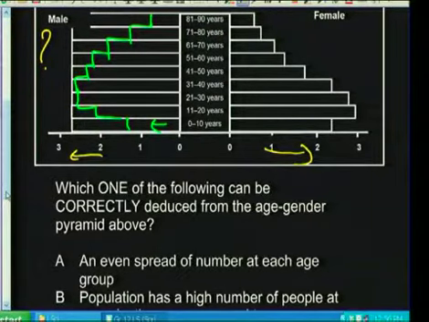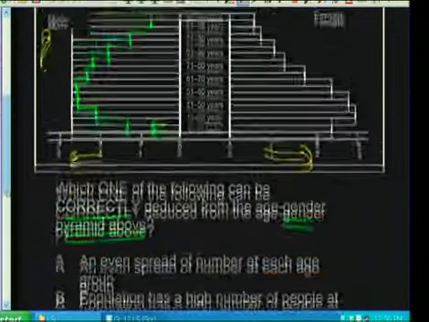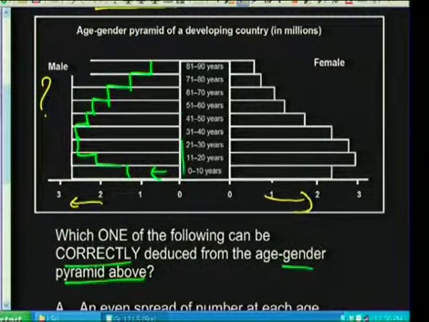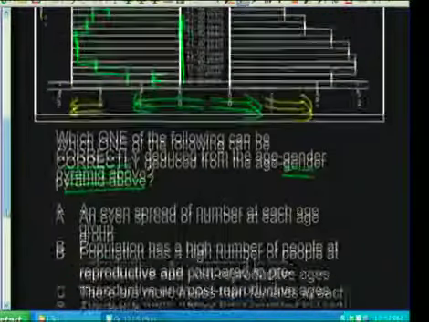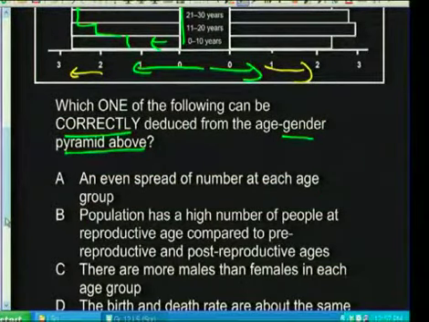Which one of the following can be correctly deduced from the age-gender pyramid? The age-gender pyramid firstly shows you the age, and obviously it shows us the gender of a population in a specific country. And that obviously is represented in millions along the x-axis. So what can we deduce from this?